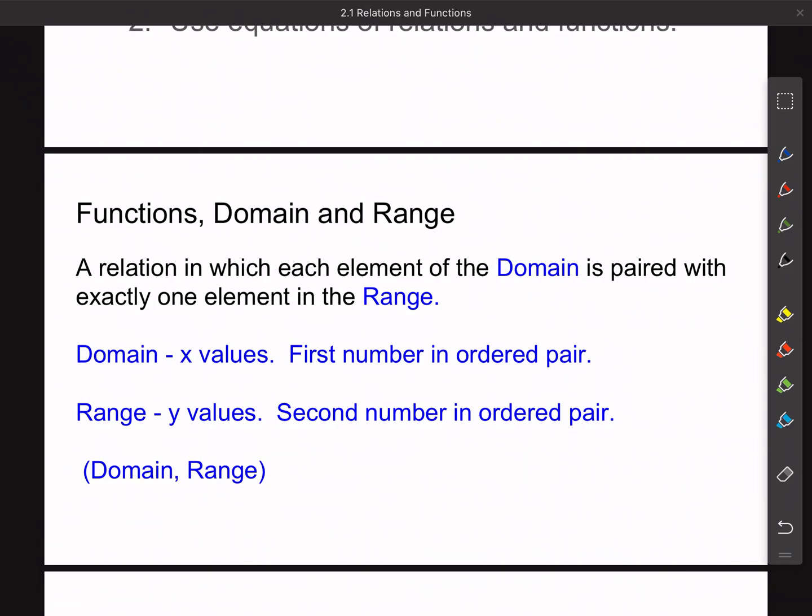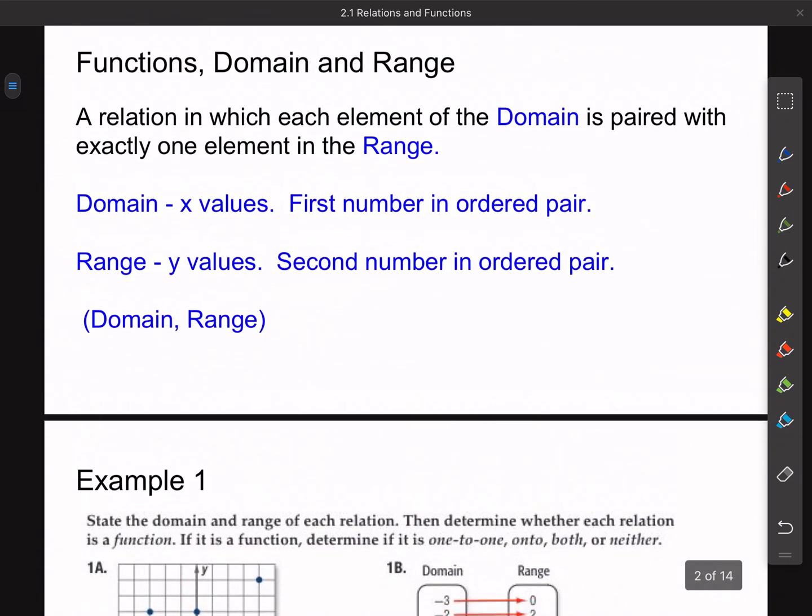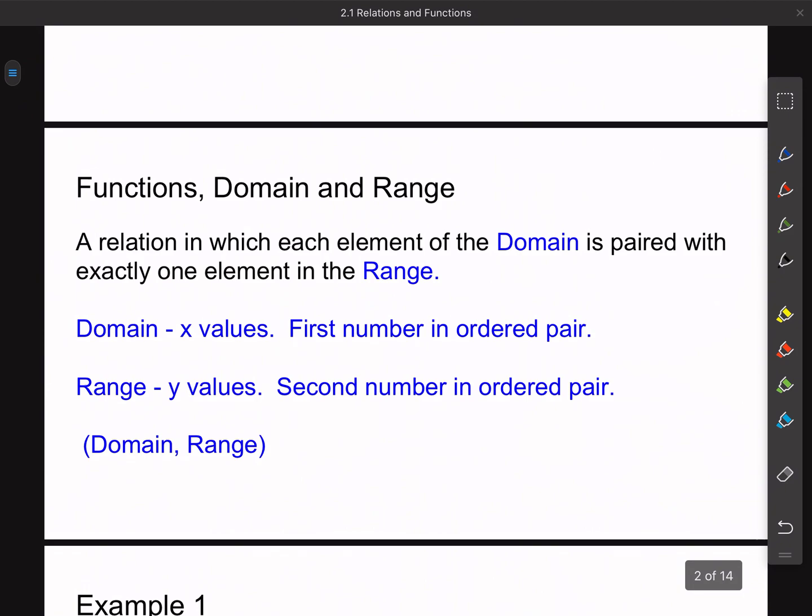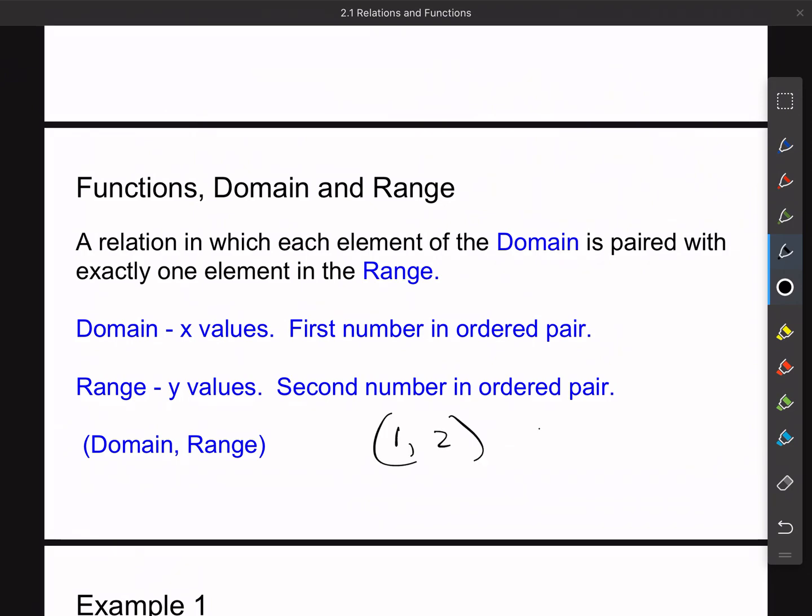So really quick, guys, I just want to show you something. I want to show you a non-example of a function. If I had the 2 points 1, 2, and then the point 1, 4, this is a non-example of a function. So this is not a function.